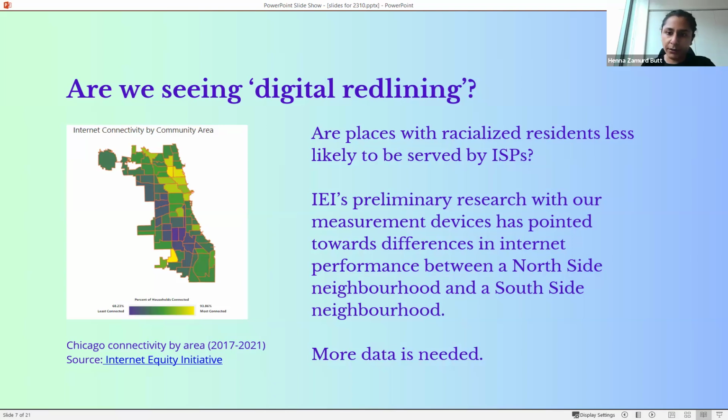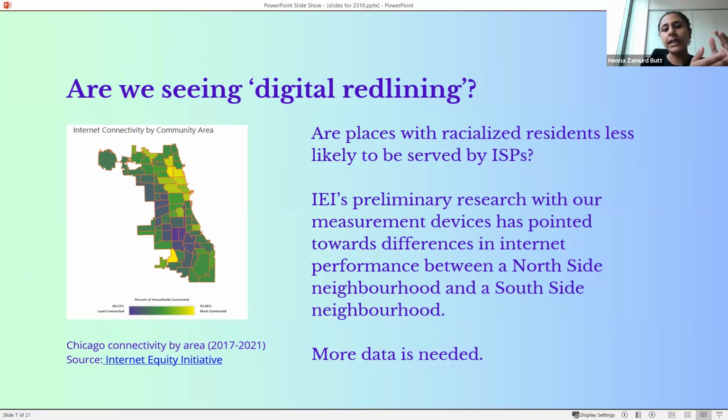And so my group has developed internet measurement devices, which we've tried to place in different locations within the north side and the south side of Chicago. And this is a map of Chicago, I should have said. It's long and thin because it's bordering on the eastern side, Lake Michigan. Traditionally the northern side of the city has seen more white residents, and then the south and west sides have seen more racialized and Black and Latino residents.